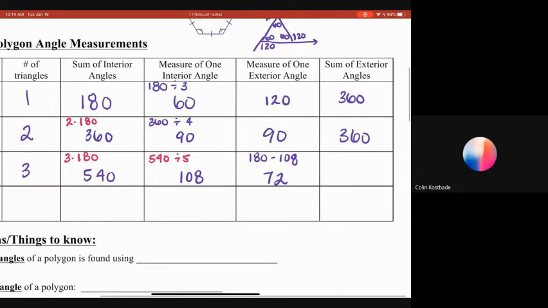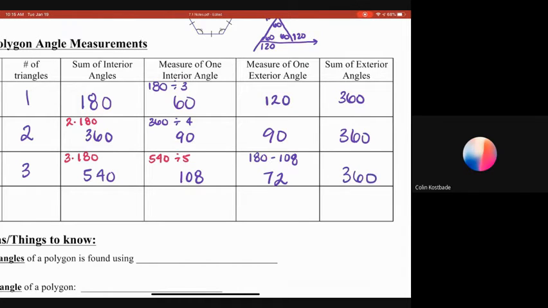And then what's the sum going to be? 360. It's always 360. But if you weren't sure, in your calculators, you can always do 72 times 5. Right? 5 sides, 5 angles. So 72 times 5 is 360.